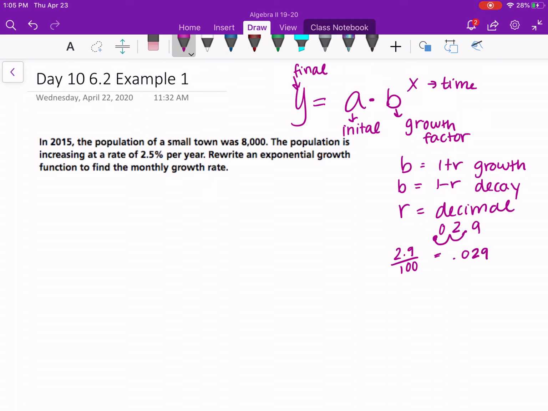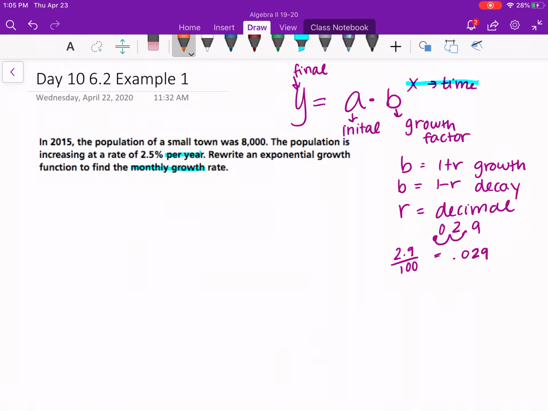The reason that this example is in 6.2 and the reason that it's different than 6.1 is because before we were given something in an expression of time, and then we were told to solve for that same expression of time. Now what's happening is we're given our rate value in terms of year, and then we're asked to find the monthly growth rate. So we have to convert from years to months.